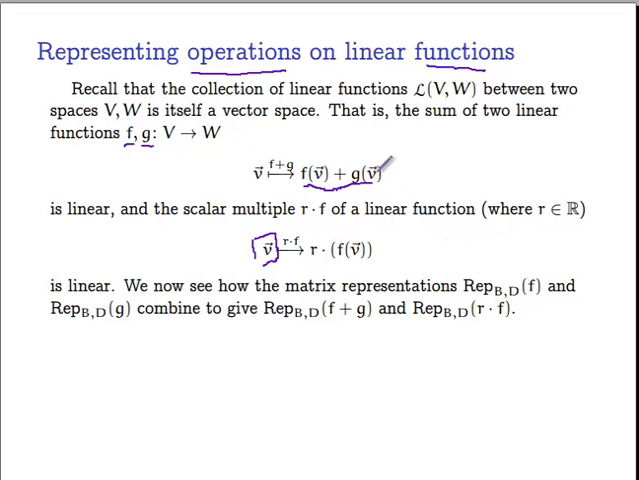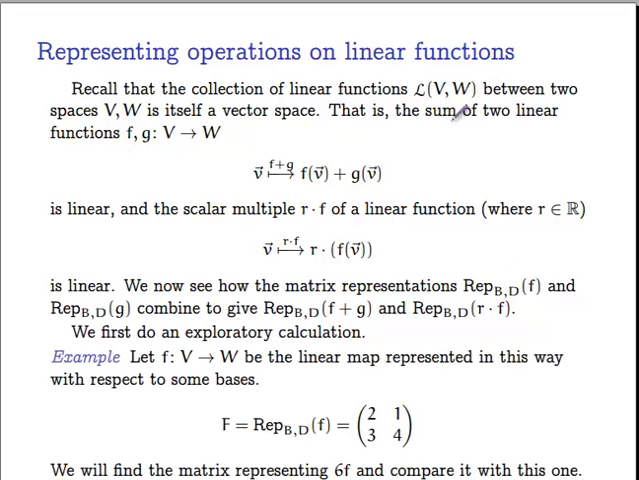So let's see how these same operations are represented in the matrix picture. We know that f has a representation in terms of two bases, and g also has a representation. So let's see how we can get a representation in terms of two bases, b and d, of the sum of two functions and the product of a function by a scalar. All right, let's do an example.